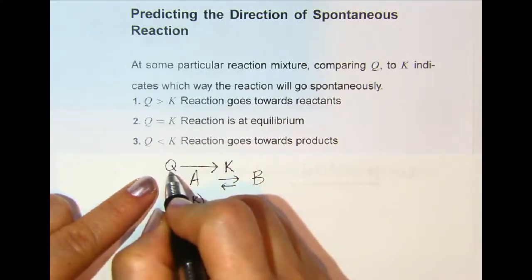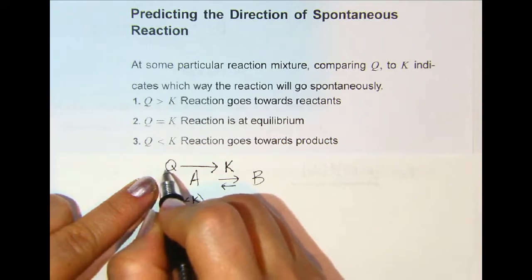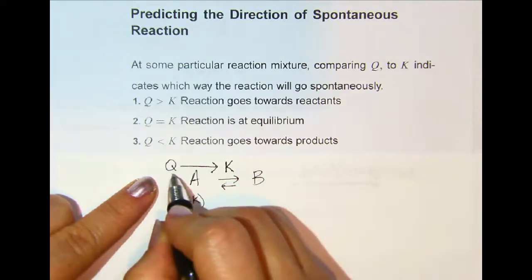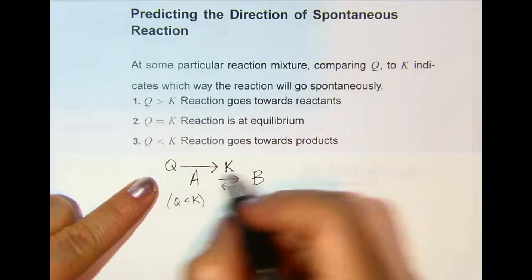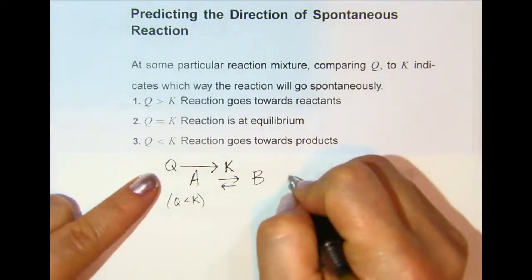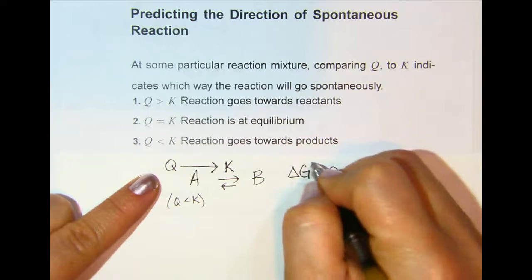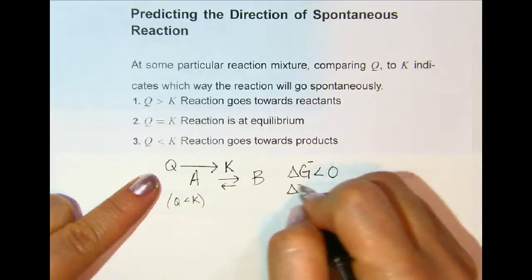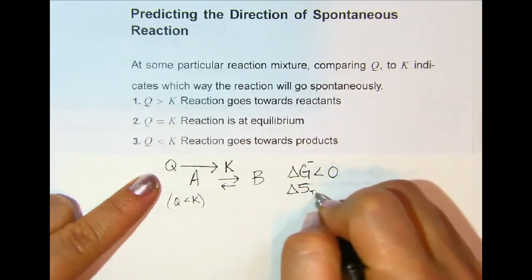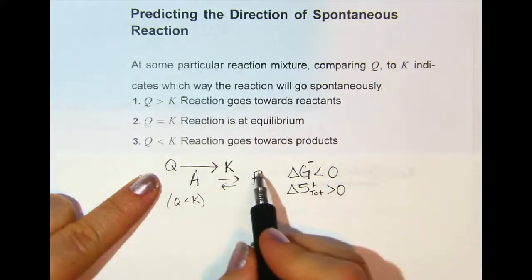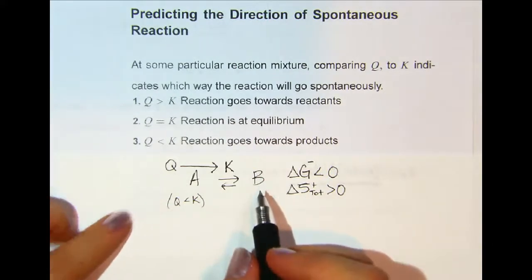And so if Q is less than K, then this is going to move towards products because the products are this way. So it's going to move in the forward direction. Remember that if it moves in the forward direction spontaneously, then you have a delta G that's less than 0, or negative, and you have a delta S total that's going to be greater than 0, or positive, anytime you have a reaction moving in the forward direction.